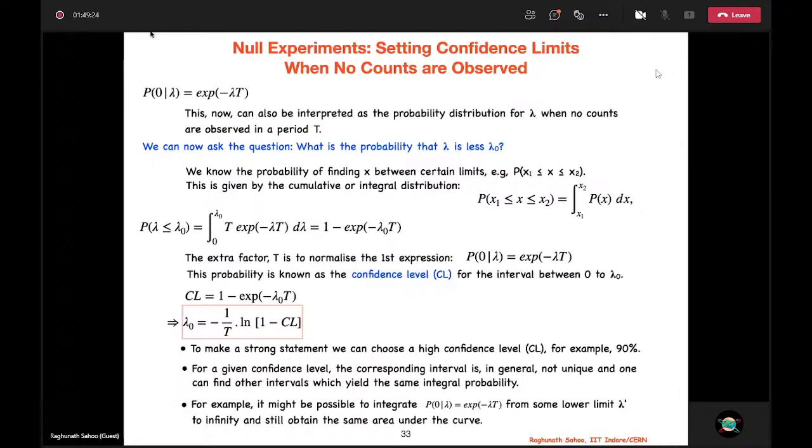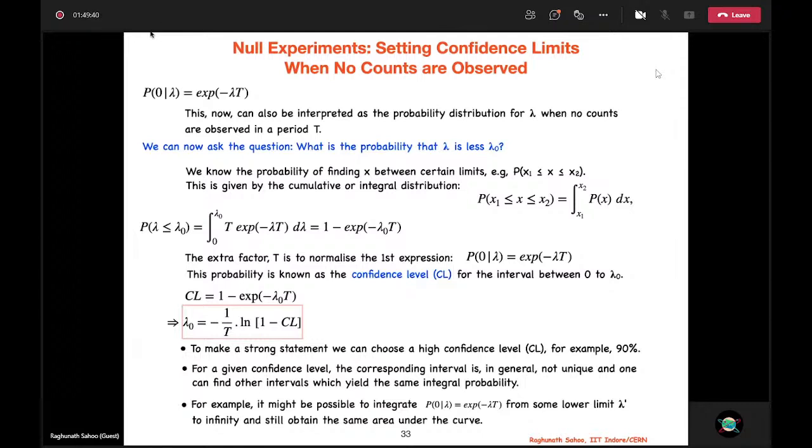For example, it might be possible to integrate this equation from some lower limit of lambda, which is lambda prime, to infinity, and still obtain the same area under the curve.